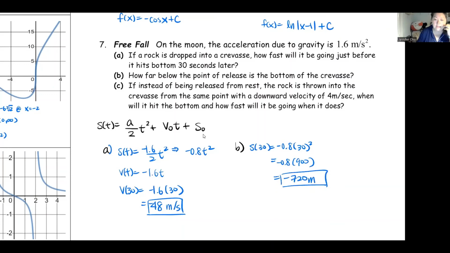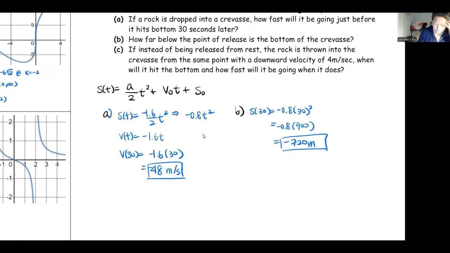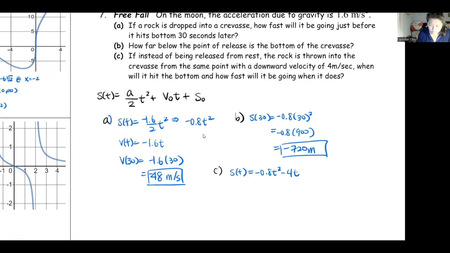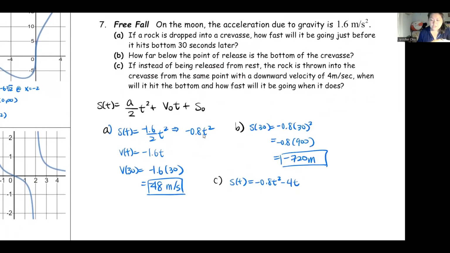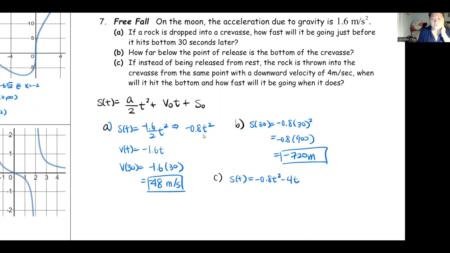Okay. So part C changes up just a little bit. It says instead of being released from rest, the rock is being thrown into the crevasse from the same point with a downward velocity of 4 meters per second. So what is happening now, your S of t is equal to negative 0.8 t squared, and then you need to add an initial velocity downward, so minus 4t, right? But you still start at 0 because it's being dropped into that crevasse, right? So it's starting at 0. So this is your position function.